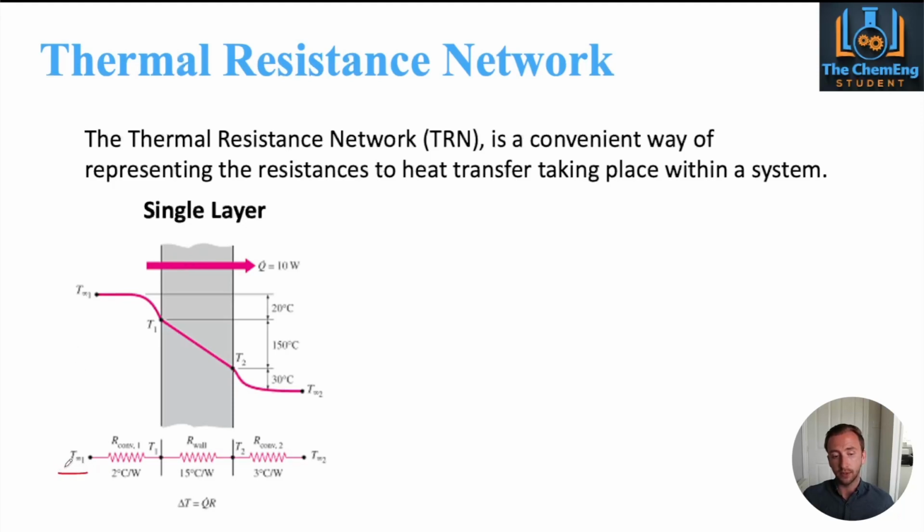We have our infinite temperature, T infinity 1. We have our convection resistance from that point to the plate surface. We then have the plate itself, the conduction resistance, represented here. Then you have your surface temperature T2, and then we have our second convection resistance to the infinite temperature T infinity 2. Now, notice a key distinction between the convection resistance and the conduction resistance.